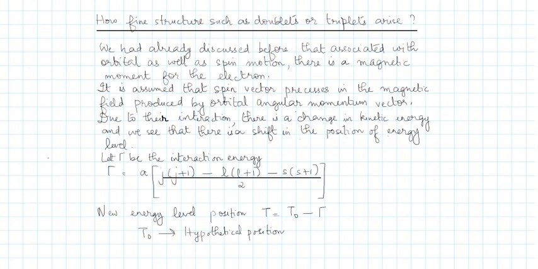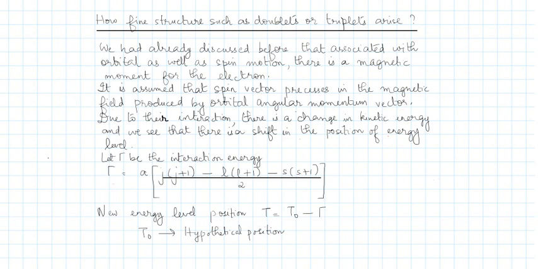As per our syllabus requirements, we do not need the derivation of how much the energy changes, but we will just see the final change in energy that happens due to this interaction, and that is given by gamma. We just mentioned that due to this interaction there will be a change in energy level, and the extent of change is given by gamma. The expression for gamma is: A by 2 times J into J plus 1 minus L into L plus 1 minus S into S plus 1.